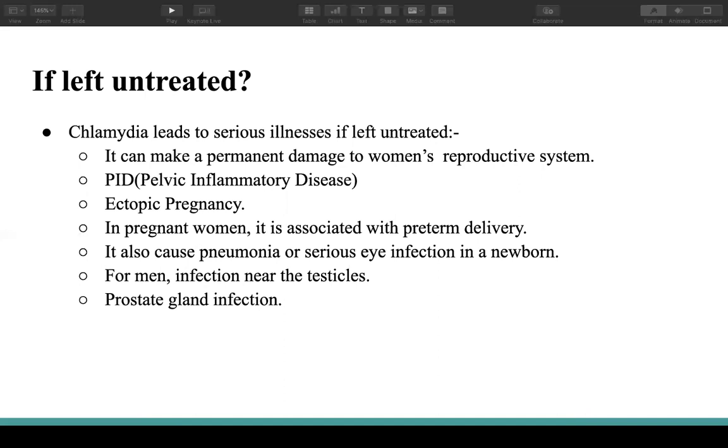For men, infection can occur near the testicles. Rarely, the chlamydia organism can spread to a man's prostate gland. Prostatitis can cause pain during or after sex, fever and chills, painful urination, and lower back pain.